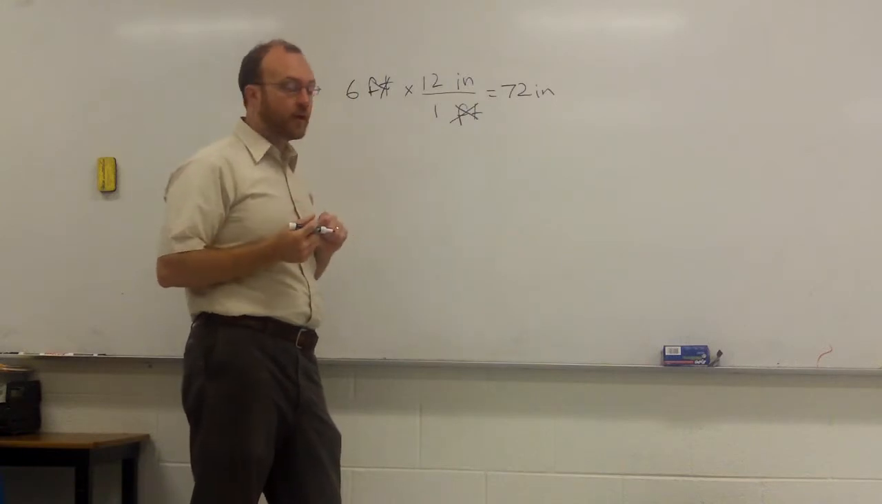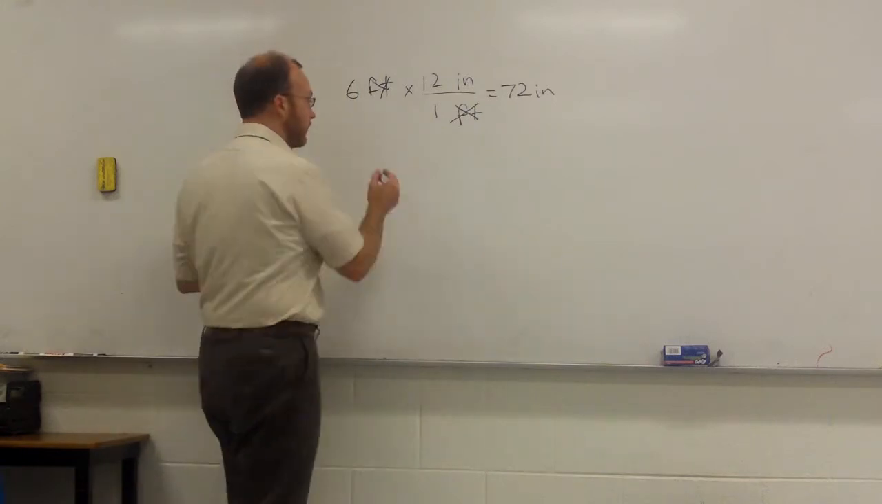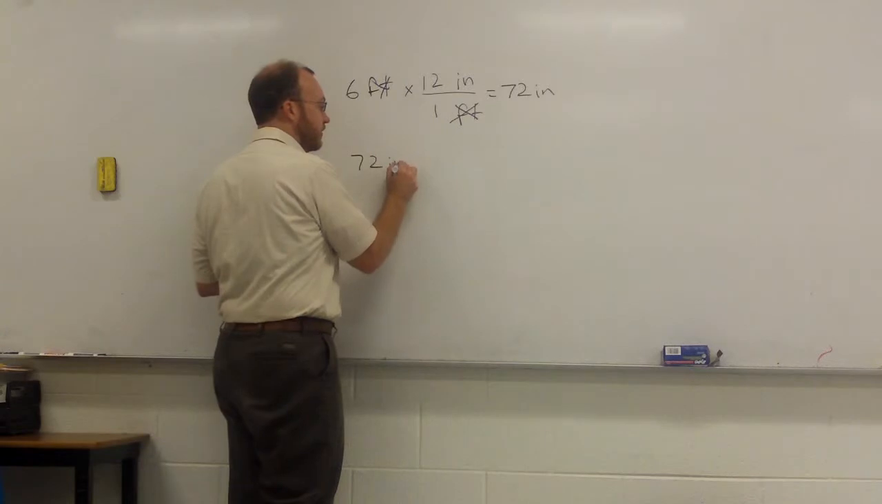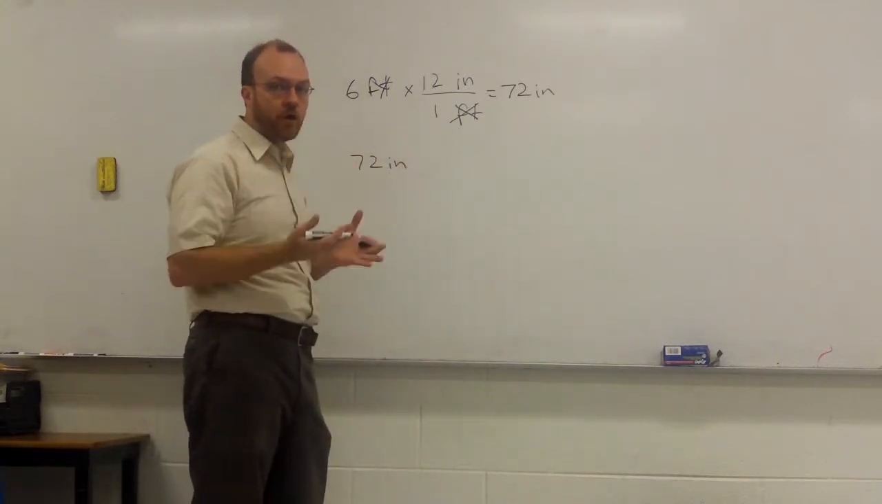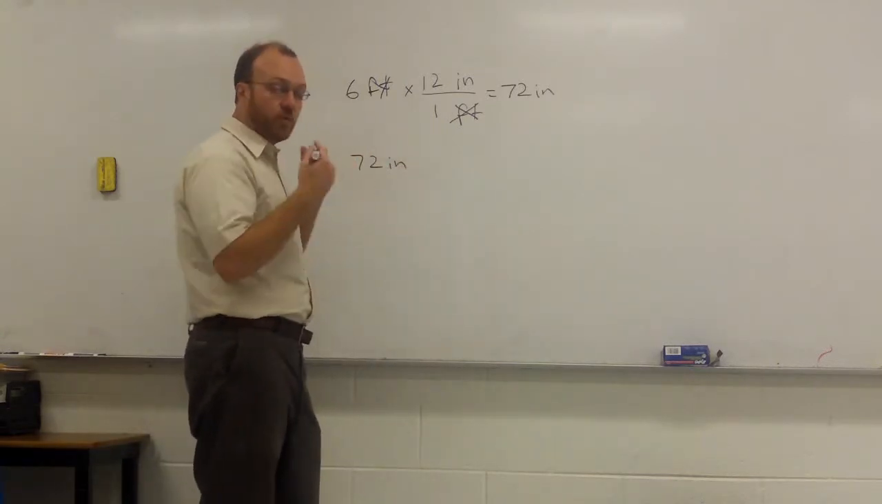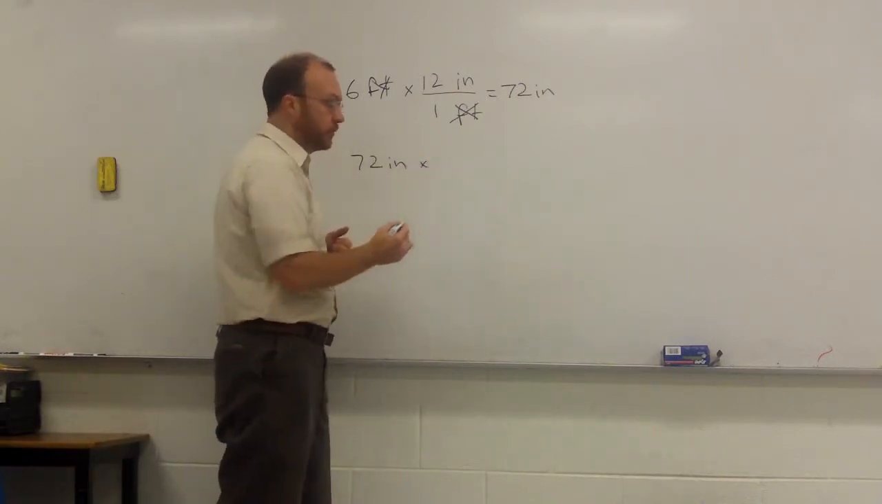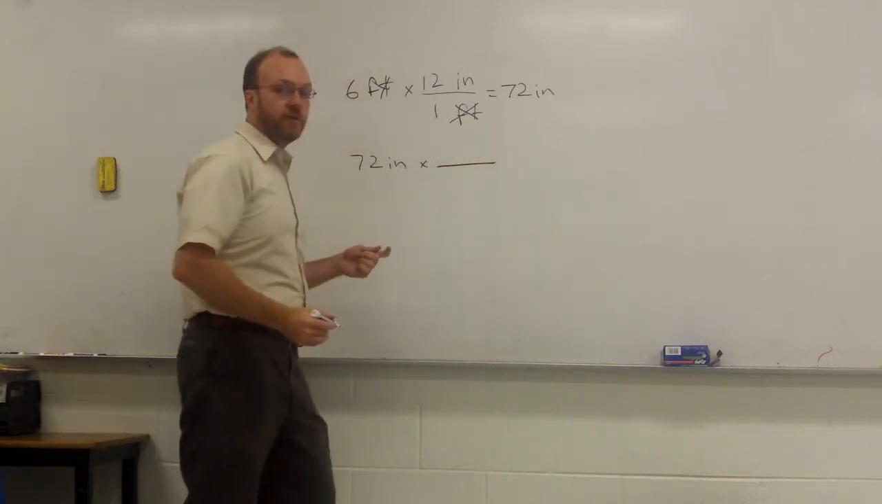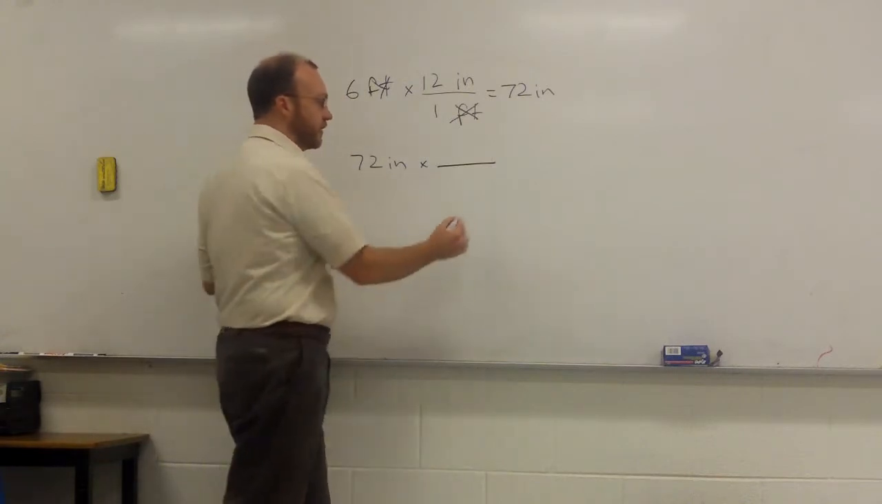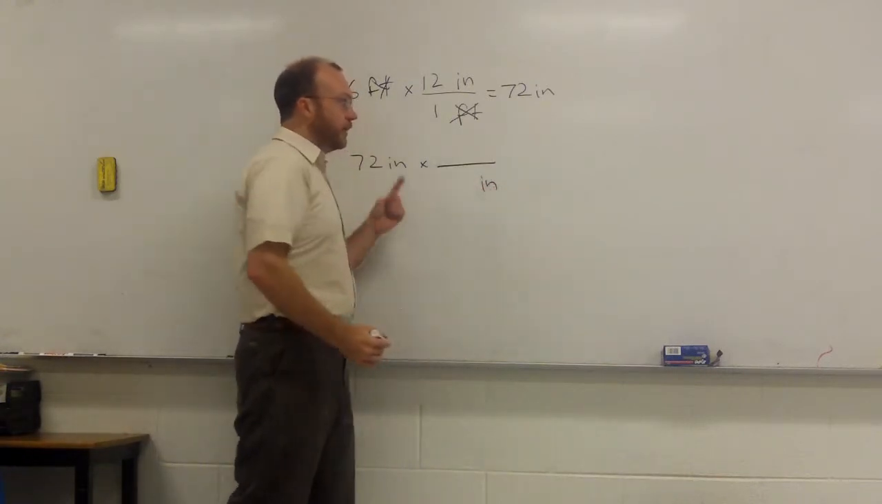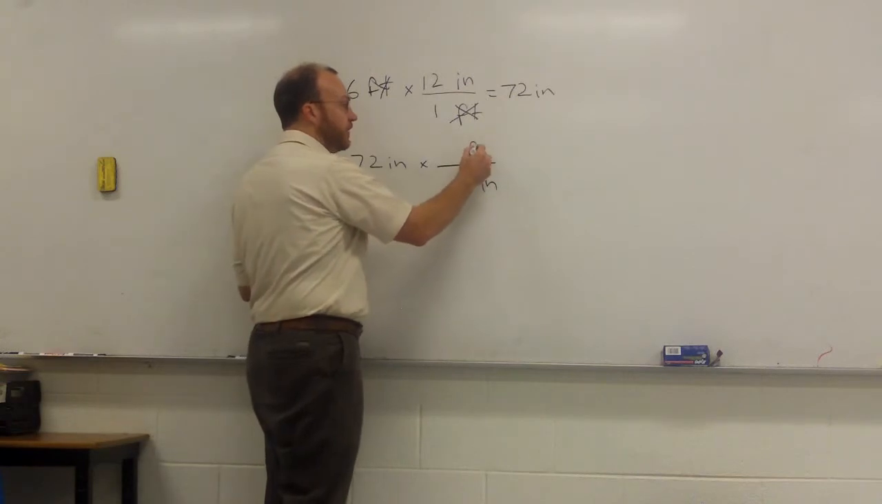Now, let's do the exact same problem in reverse. Let's say I told you to begin with that someone was 72 inches. And I wanted to know how tall that person was in feet. Well, we set it up exactly the same way. We're going to multiply by a conversion factor. We want to get rid of inches in this case. So to get inches to cancel, we put that on the bottom. Now we're trying to go to feet, so we put feet on the top.